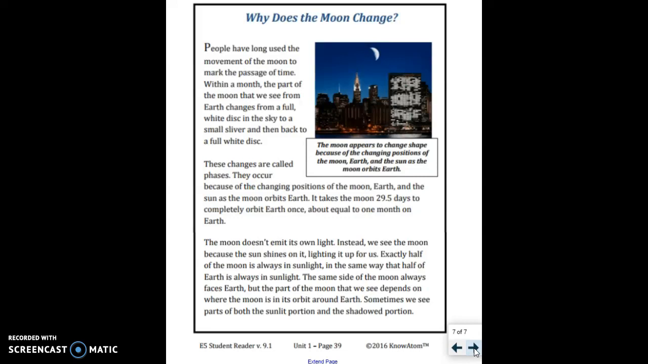The moon doesn't emit its own light. Instead, we see the moon because the sun shines on it, lighting it up for us. Exactly half of the moon is always in sunlight, in the same way that half of the Earth is always in sunlight. The same side of the moon always faces Earth, but the part of the moon that we see depends on where the moon is in its orbit around Earth. Sometimes we see parts of both the sunlit portion and the shadowed portion.